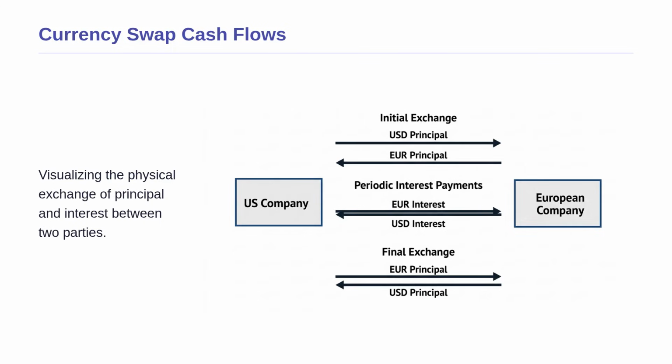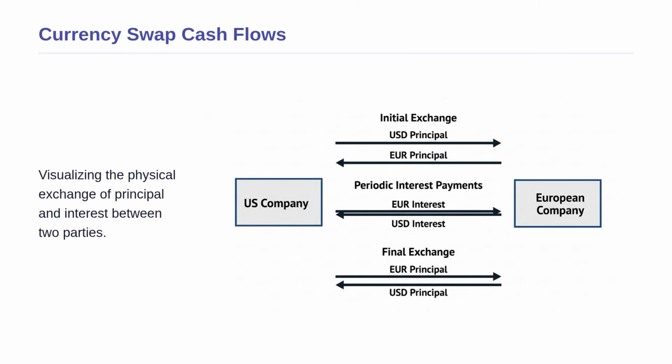Before we move on to the mathematics, let us visualize how this physical exchange actually works. Look at the diagram on your screen. We have a US company and a European company. At the very top, you see the initial exchange. The US company gives US dollars to the European company and receives euros in return.